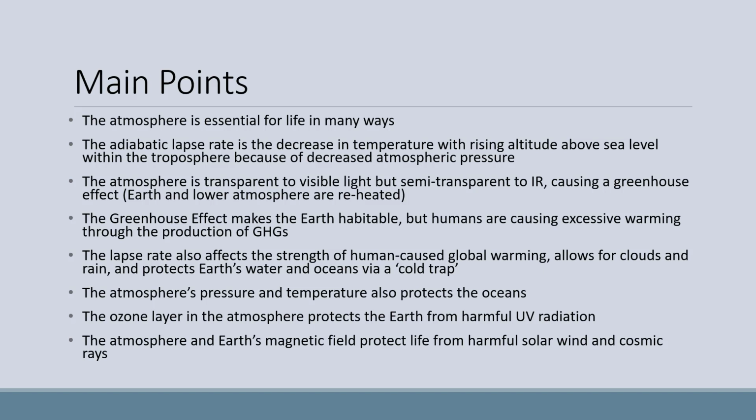The greenhouse effect makes the Earth habitable, but humans are causing excessive warming through the production of greenhouse gases. The lapse rate also affects the strength of human-caused global warming, allows for clouds and rain, and protects Earth's water and oceans via a cold trap. The atmosphere's pressure and temperature also protects the oceans. The ozone layer in the atmosphere protects the Earth from harmful UV radiation. The atmosphere and Earth's magnetic field protect life from harmful solar wind and cosmic rays.